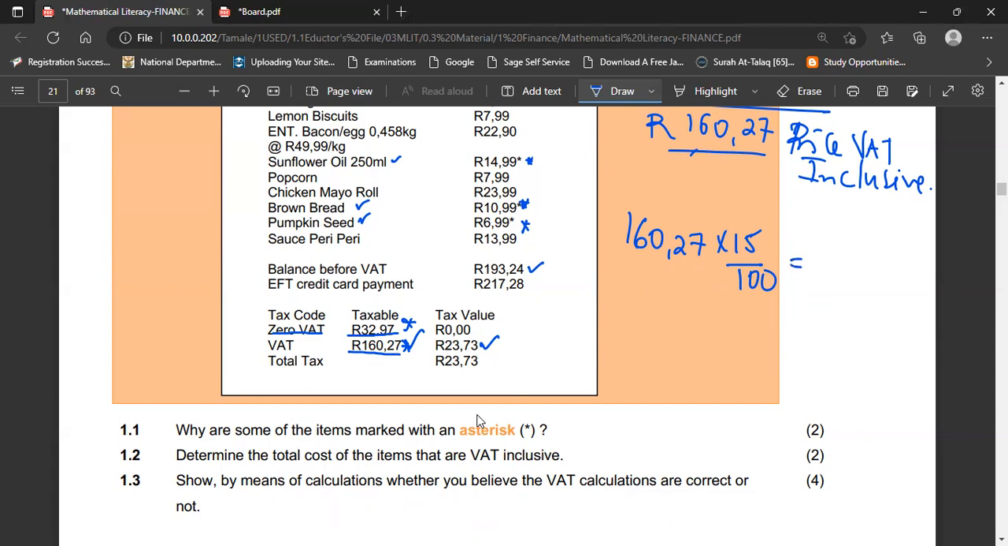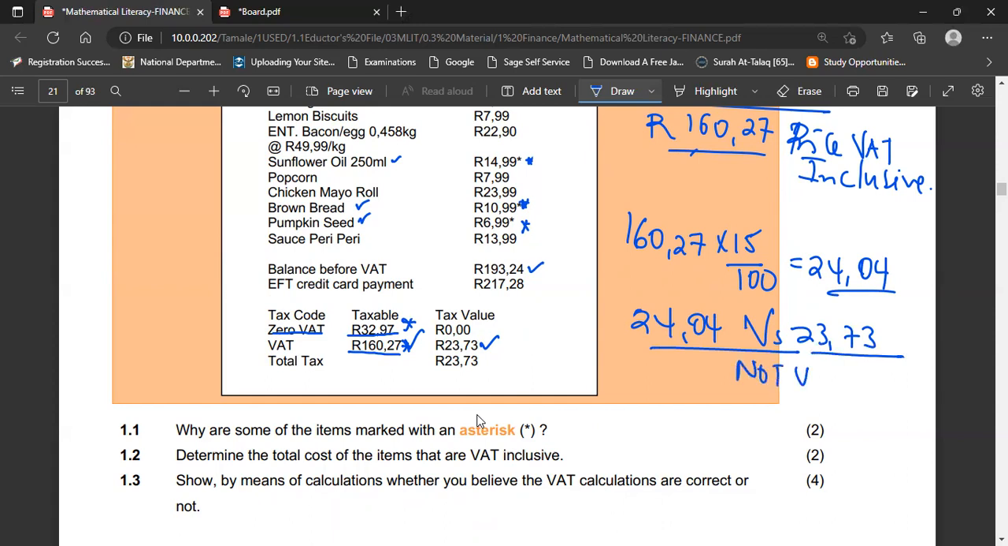So the answer you get here is 24 rands and 4 cents. And look at 24 rands and 4 cents versus 23 rands 73 cents. It's not the same, so it's not valid.